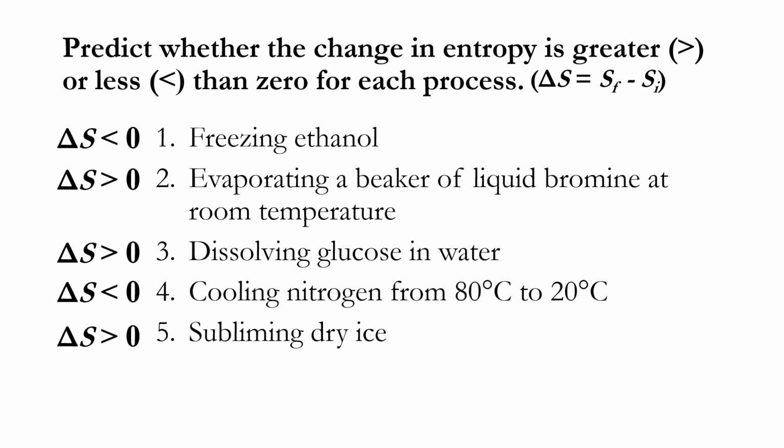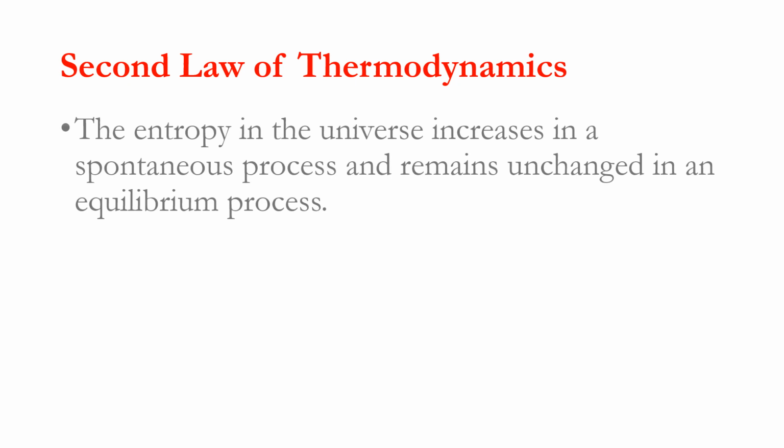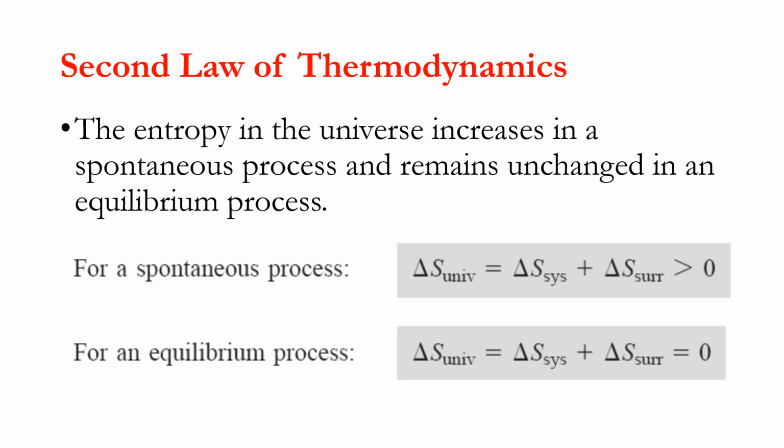If we are to determine it in more detail or quantitatively, let's now go to the second law of thermodynamics. This law describes the entropy of the universe. It states that the entropy in the universe increases in a spontaneous process and remains unchanged in an equilibrium process. In equation, we have the change in entropy of the universe to be greater than 0, calculated as the sum of the change in entropy of the system and the change in entropy of the surroundings.